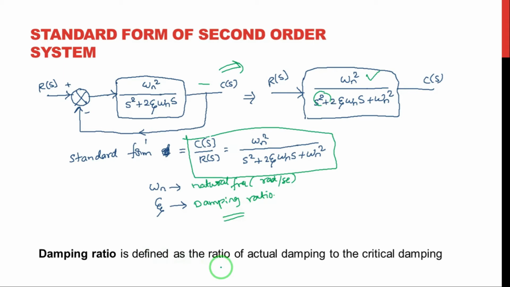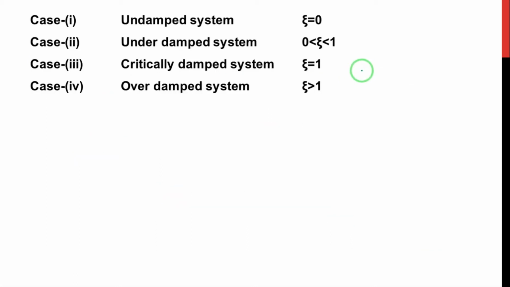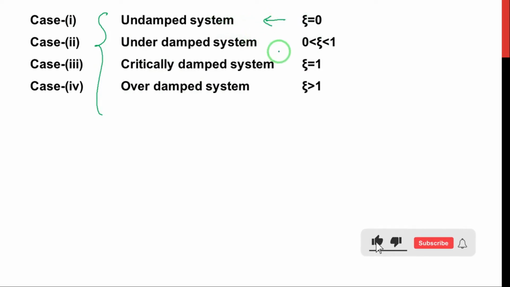What do you mean by damping ratio? Damping ratio is defined as the ratio of actual damping to the critical damping. Depending upon the value of the damping ratio, they are divided into 4 types of systems. If zeta is equal to 0, that system is called undamped system. If the value of zeta is between 0 and 1, then that system is called underdamped system. If zeta is equal to 1, critically damped system. Zeta greater than 1, overdamped system.